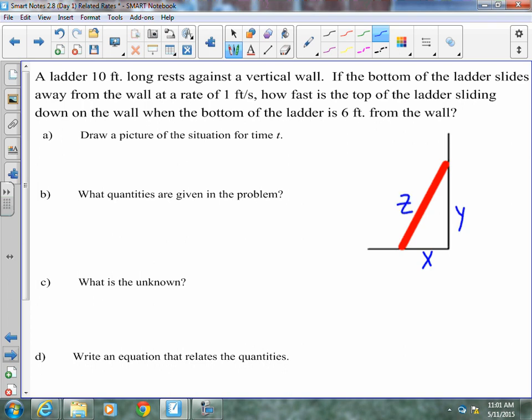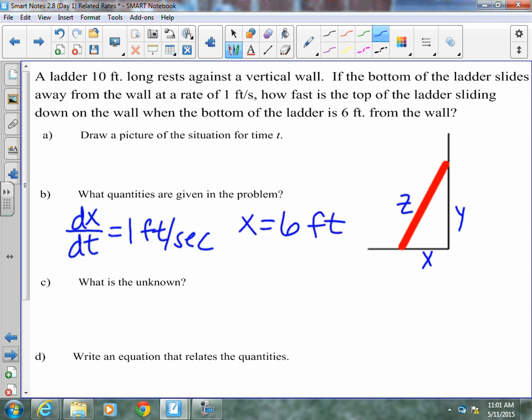And let's talk about what we know. It says the bottom of the ladder slides away from the wall at 1 foot per second. So this x is growing at 1 foot per second, which means dx/dt equals 1 foot per second. It says how fast is the top of the ladder sliding down the wall when the bottom of the ladder is 6 feet from the wall. So we know x is 6 feet.